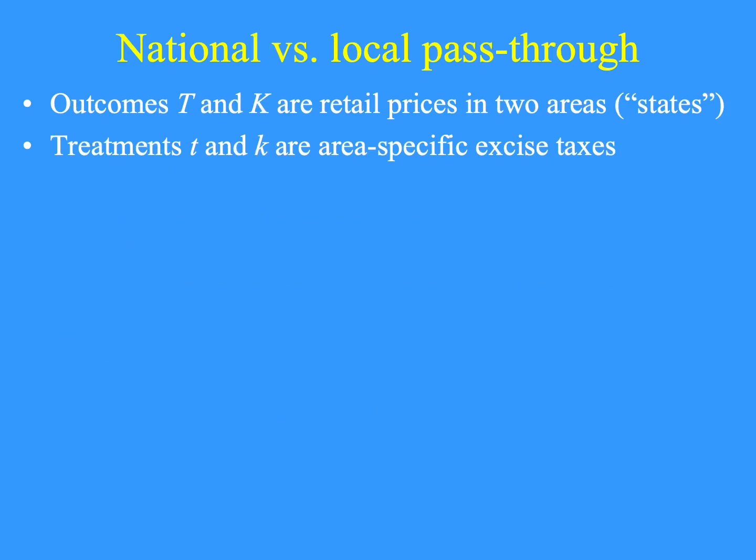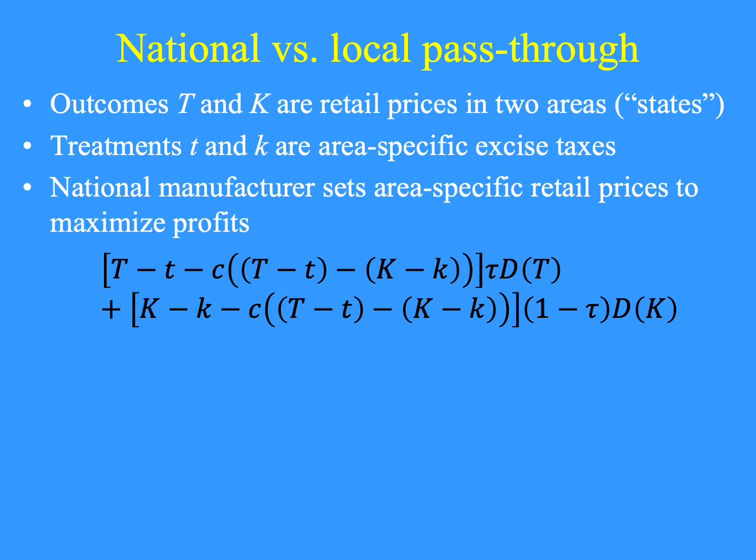Let's analyze this formally, allowing for possible market frictions. It's a two-area model. Outcomes are retail prices. Treatments are area-specific excise taxes. Here's profits for the manufacturer. Tau is the relative size of the T area.